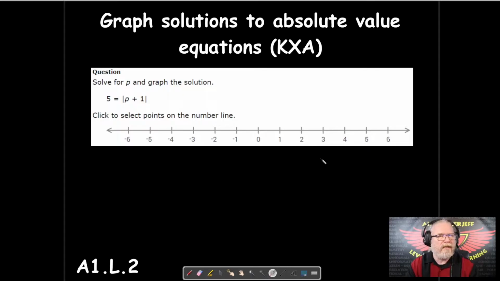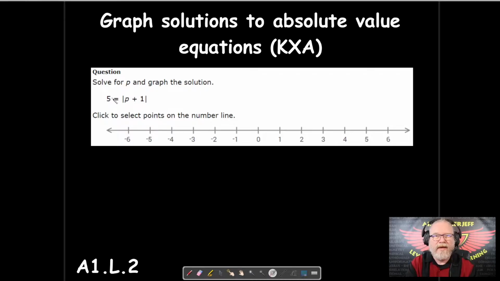So we realize that whatever's inside of the absolute value portion of the equation can equal something positive or something negative, either one. And then we have our solution, what's on the other side of the equation. In a previous activity, we realized that we need to first isolate the absolute value portion of the equation, in this case the absolute value of p plus 1, all by itself on one side of the equation.